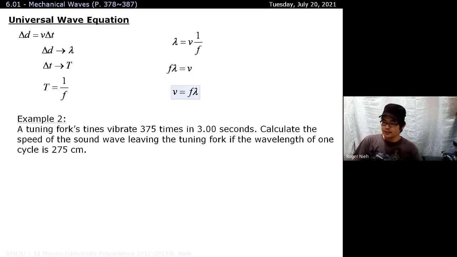Okay, so let's go through this calculation. All right. First off, we've got to figure out what the frequency of this is. So we see that the tuning fork, I forgot to bring one, so I'll just draw a picture for you. Tuning forks look like this, right?